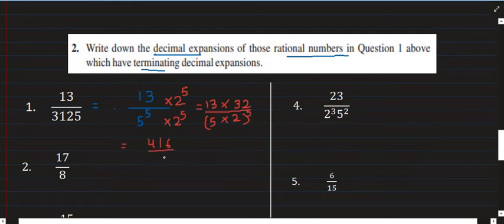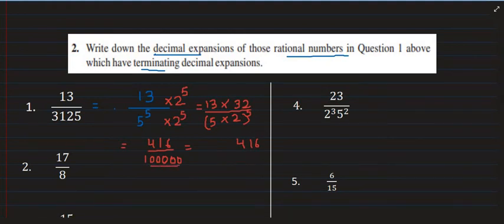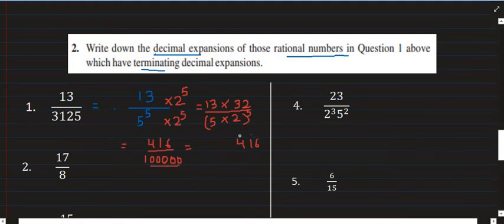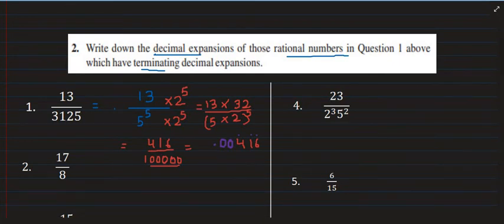10 raised to the power 5 will have 5 zeros: 1, 2, 3, 4, 5. So we can write it as 416. It has 5 zeros, so we count 1, 2, 3, 4, 5, and then put a decimal. So it will be 0.00416.